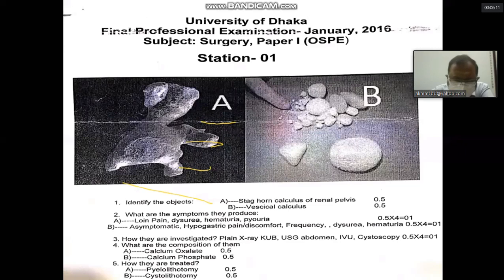Now here is the composition. What are the compositions of them? You have to write down the composition of staghorn calculi and vesical calculi. Don't write one or two, try to be specific. There is only one. If you write two or three names, it will not be okay. The most common composition is calcium oxalate for staghorn calculus and calcium phosphate for vesical calculus.